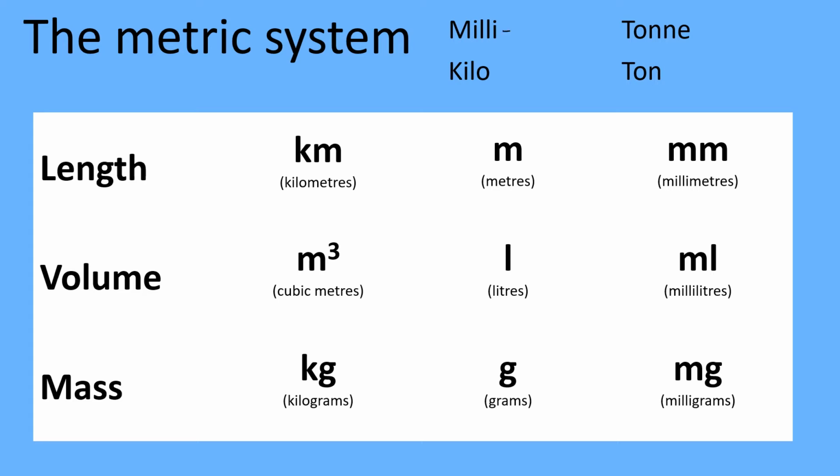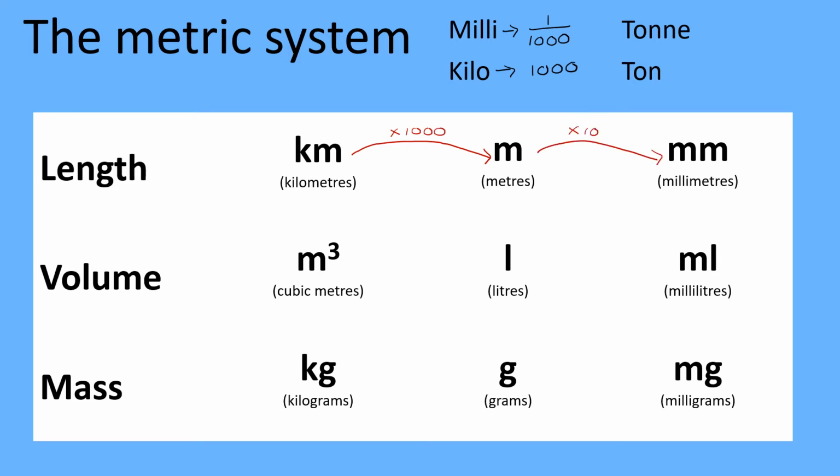So milli. The prefix milli means 1000th. The prefix kilo means 1000. So if we're dealing with millis and kilos, it's going to be 1000. So if I'm going from kilometres to metres, metres are smaller than kilometres, so I'm going to have more of them. So I'm going to be multiplying by 1000.